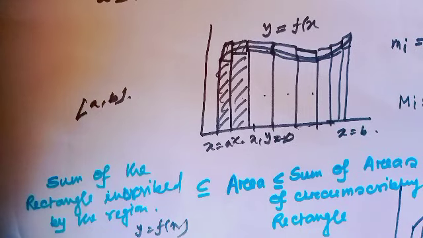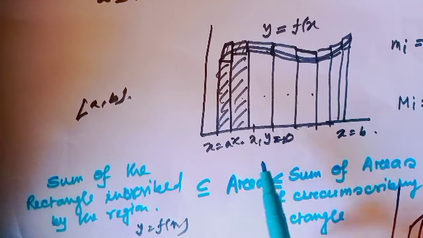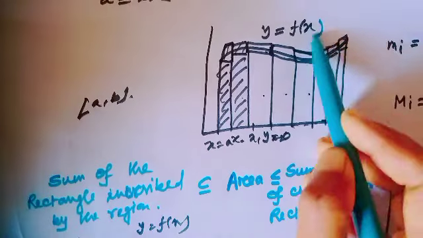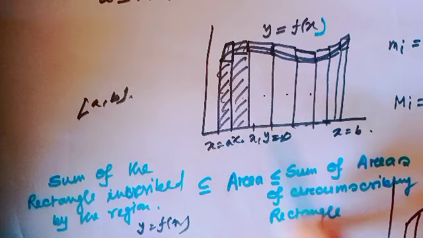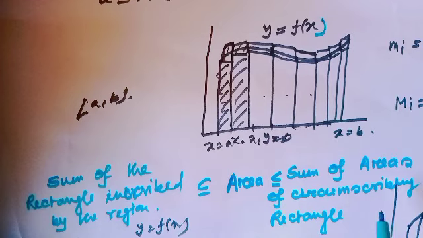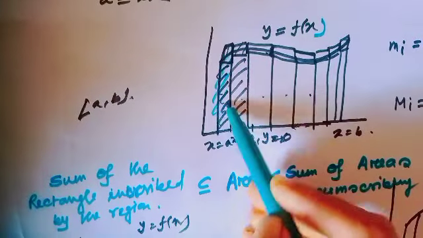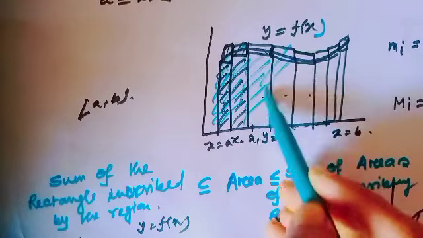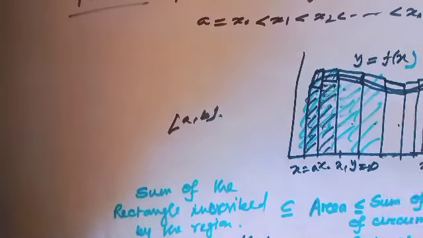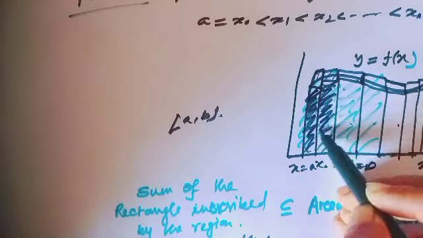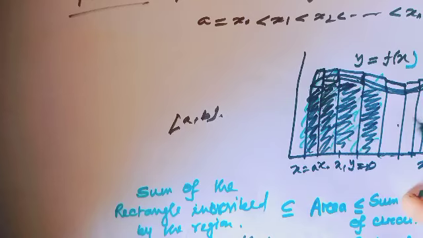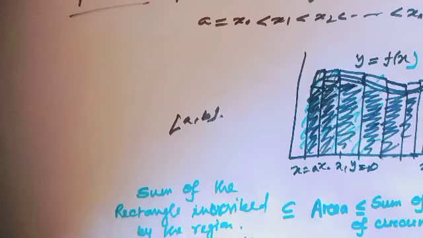Well, here one thing more noticeable: the area of the region bounded by the line x equal to a, the line x equal to b, and y equal to f(x) and the line y equal to 0 is always less than or equal to the sum of areas of the circumscribing rectangles, and always greater than or equal to the sum of the rectangles inscribed in the region. That means this area is always between them and the area bounded by x equal to a, x equal to b, y equal to 0 and y equal to f(x). Are you getting the idea?